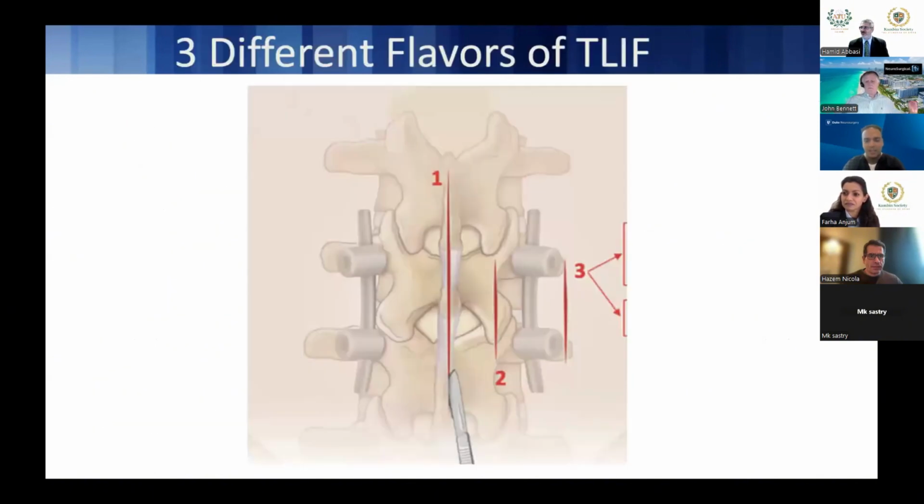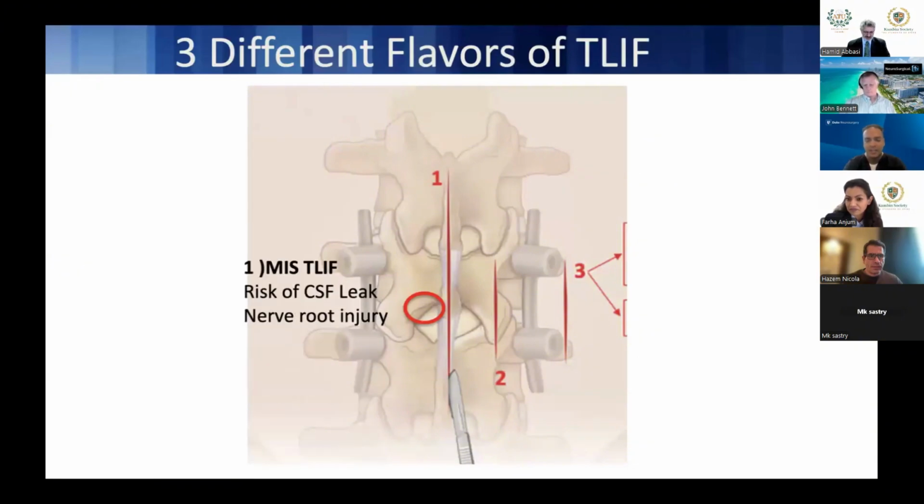So if we look at the different flavors of TLIF, most of us have been trained to do either an open TLIF, where we do a hemilaminectomy, we find the theca, we push it to the side, and then when we do it under a tube, we call this a MIS TLIF. But if you're trying to put a big cage in there and you have a little small nerve, you can get a CSF leak or a nerve root injury. There's not much room within a tube.